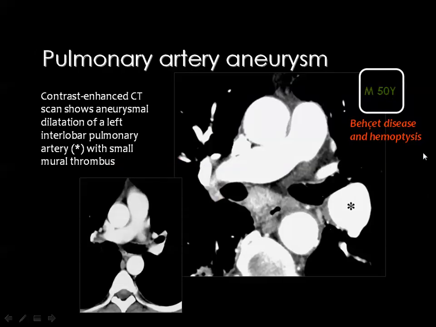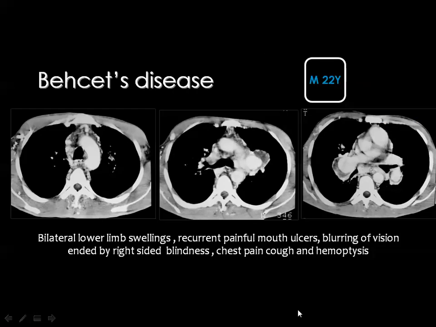And here is another patient with Behçet disease presenting with hemoptysis. And you can see that there is a big aneurysm on the left side with a small mural thrombus compared to the normal caliber of the artery. And here is the same case I have presented just a moment ago.